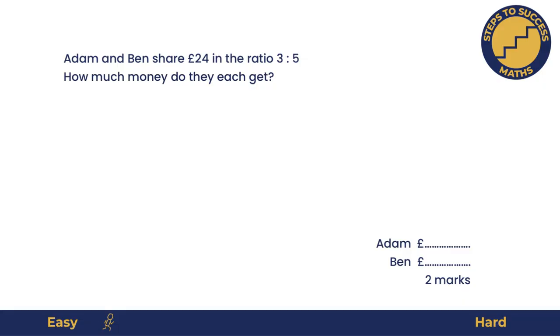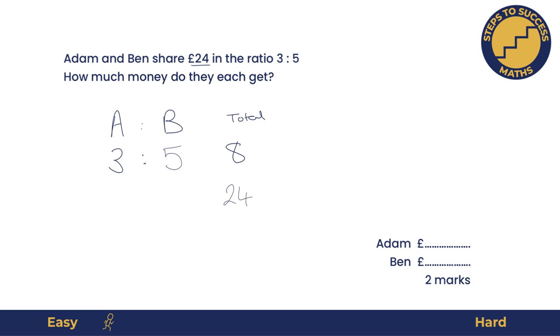Adam and Ben shared £24 in the ratio 3:5. How much money did they each get? Okay, so we've got the ratio, Adam and Ben, and the order it's written is the same order we use. So Adam will be 3, Ben will be 5. If we add those together, we've got 8 parts, a total of 8. But we've actually got £24 to share. So we're going to put 24 here.